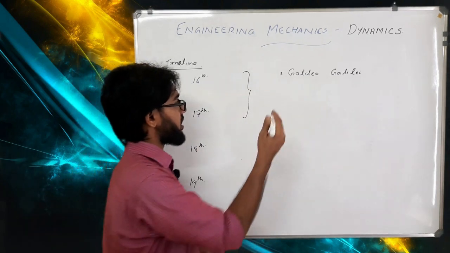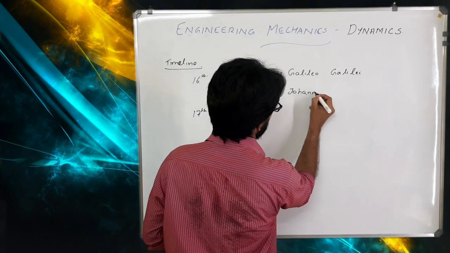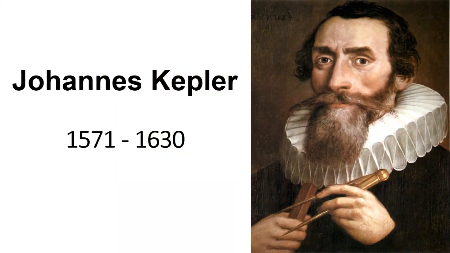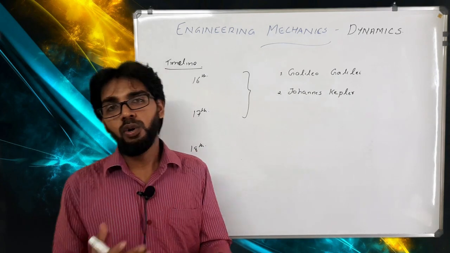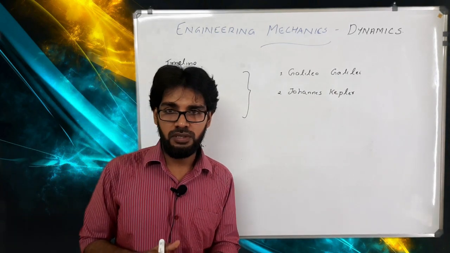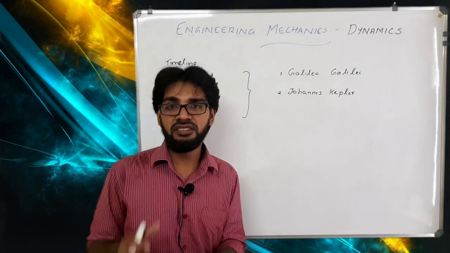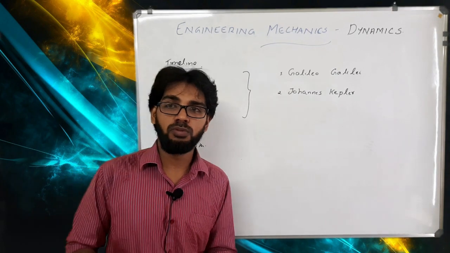Next, Johannes Kepler. Kepler also lived during the same time as Galileo. He was a German astronomer, mathematician, and astrologer. He gave us the laws of planetary motion and is credited to the modernization of Copernicus theory through his book Mysterium Cosmographicum.